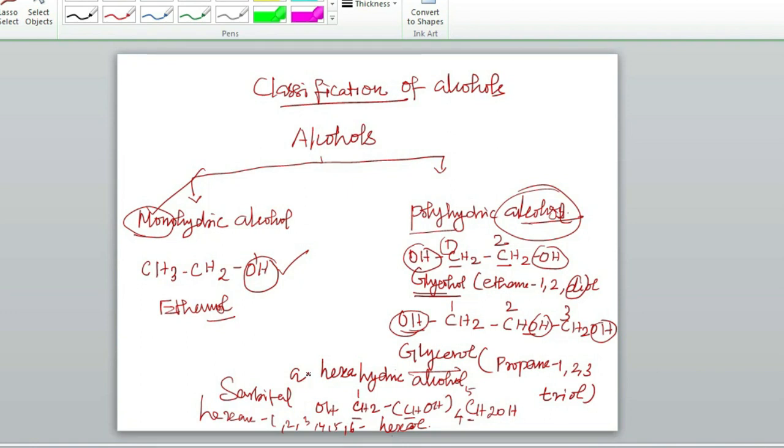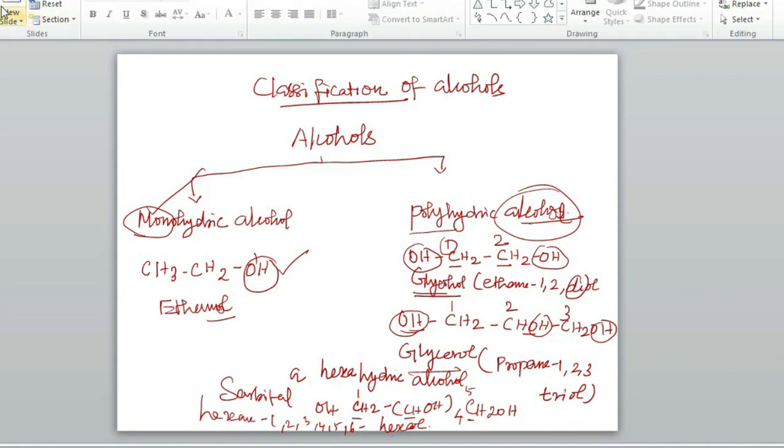Again, monohydric alcohol we divide into two types. So what are the important points? We will see.